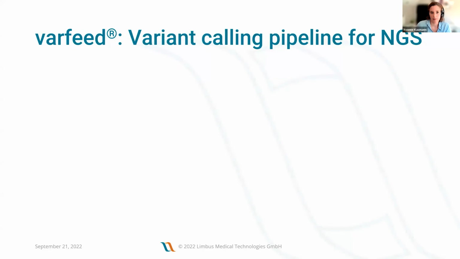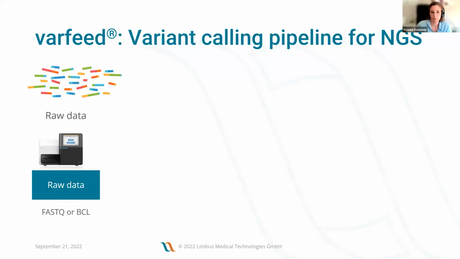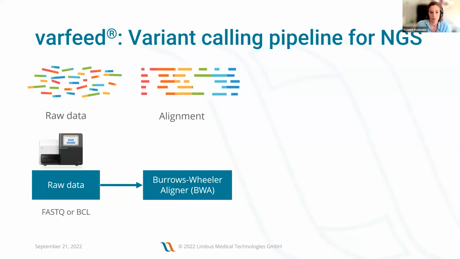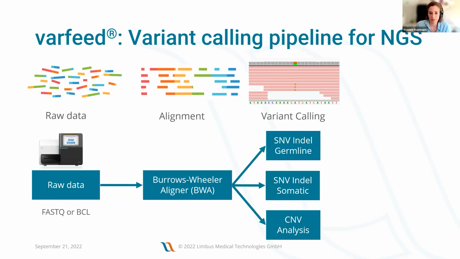The variant calling pipeline works basically as follows. This is what happens in the wet lab at our users' labs, so the raw data is generated. Usually FASTQ or BCL files are generated, and this is then uploaded to our systems. We perform alignment, using Burrows-Wheeler aligners, a standard algorithm, and then variant calling is performed. So we basically have the SNV and indel pipeline and the CNV analysis in parallel.